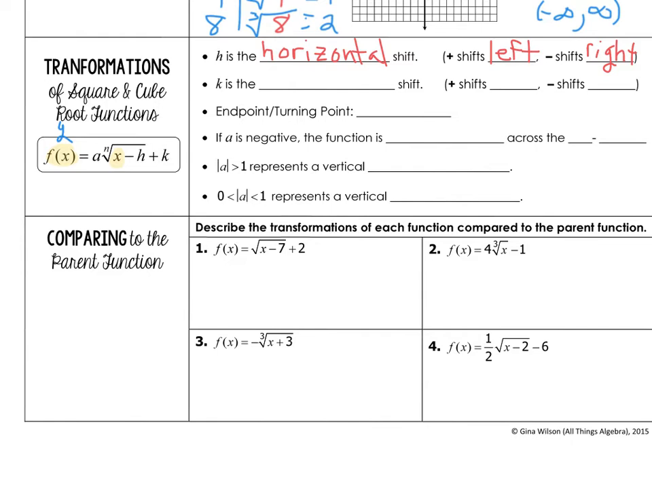Then k is outside the function. Outside the function is going to affect our y value, and y goes up and down. So whatever this value turns out to be, if you add k to it, it's going to increase the answer and make you go up. If you subtract k, it's going to decrease the answer and make you go down. So k goes up and down, which is a vertical direction. So k is the vertical shift.